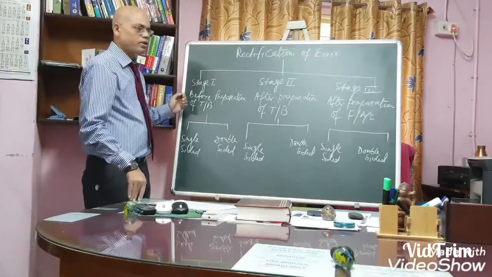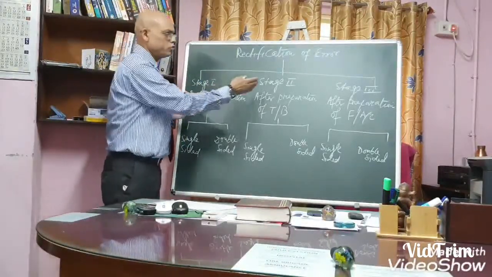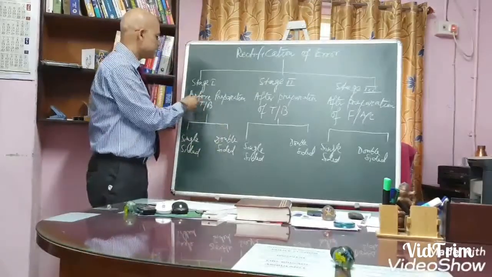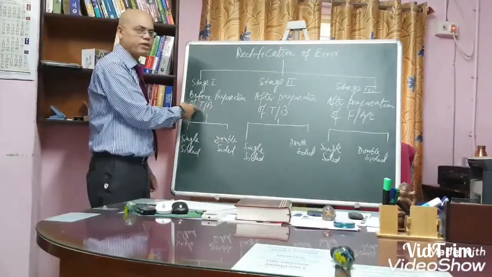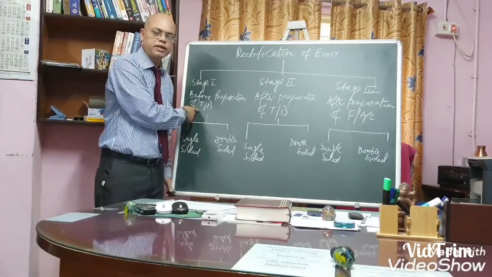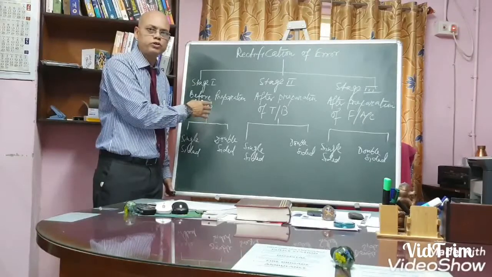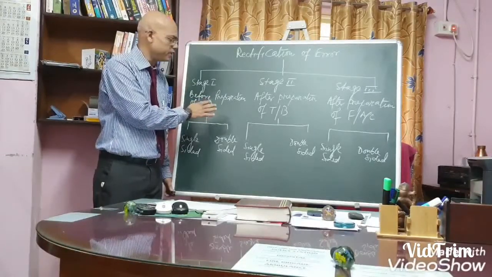Rectification of errors is done in 3 stages: stage 1, stage 2 and stage 3. Under stage 1 we say before preparation of trial balance, that is, the transactions have just occurred and from the transactions the journal entries are passed, ledger accounts are also prepared, but the balances from the ledger accounts have not been put into the trial balance and the trial balance has not been prepared.